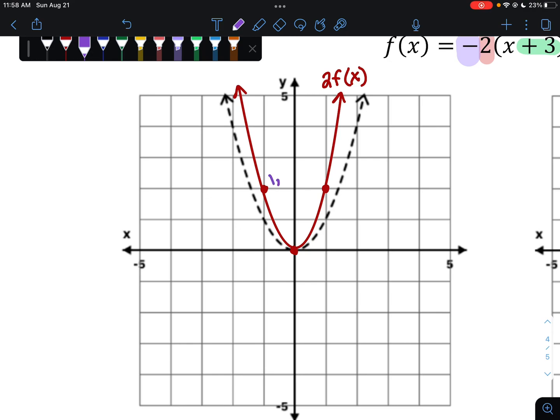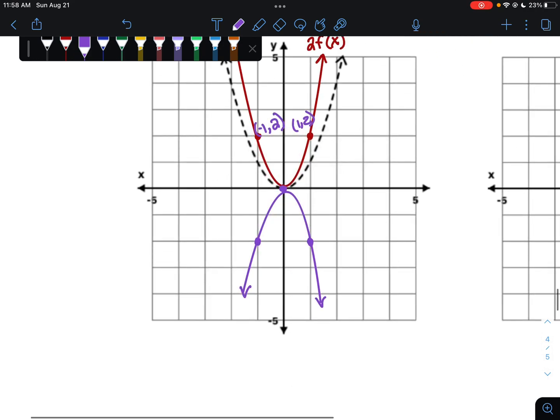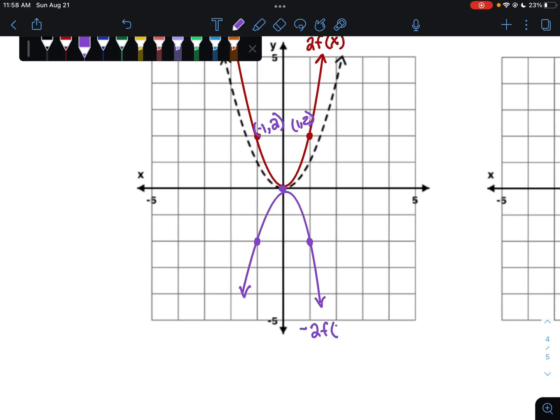So if this is -1, 2, and this is +1, 2, each of those y values are changing to the negative version. So I'm still going to have 0, 0. And instead of -1, +2, it's going to be -1, -2. Instead of 1, 2, it's going to be 1, -2. And so now I have the reflection. So this purple graph is representing the reflection and the vertical stretch.